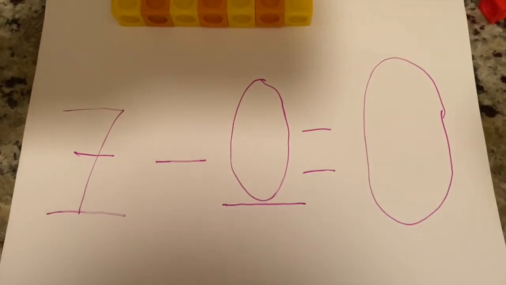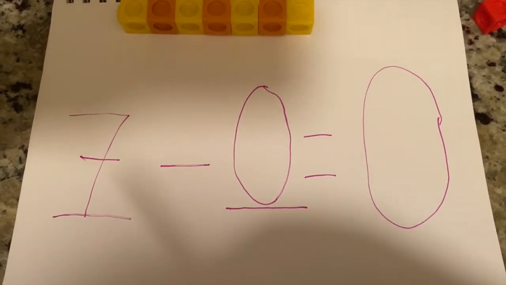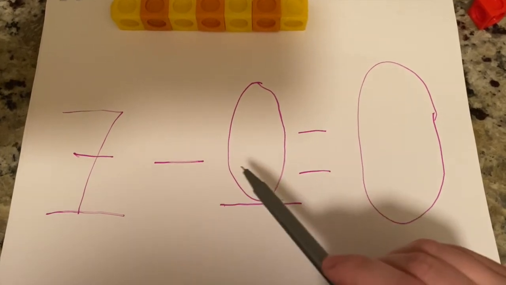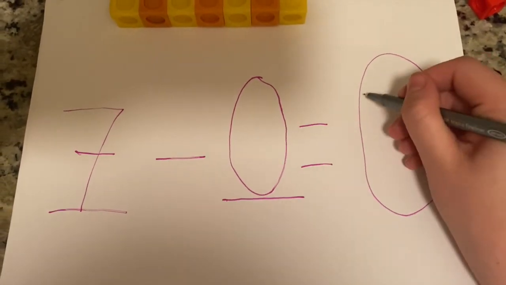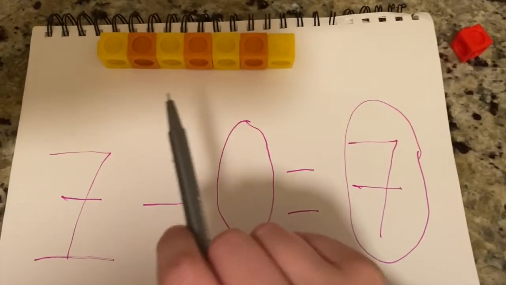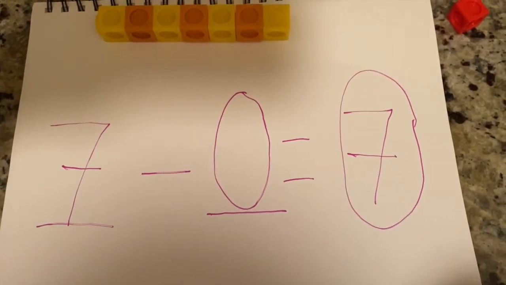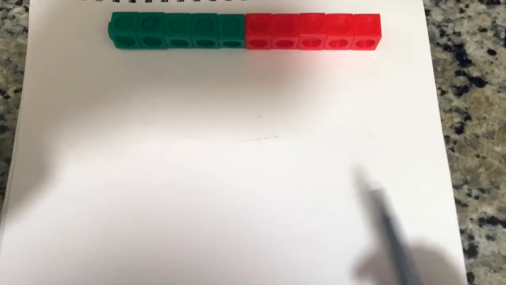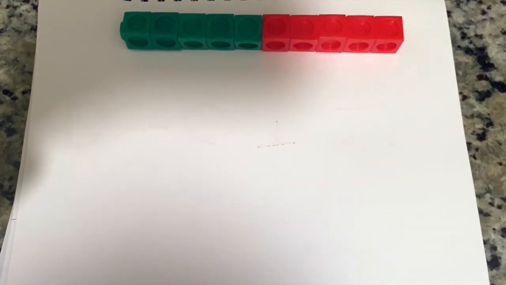So Keeple Cubs, tell me, what is 7 minus 0? What is 7 subtract 0? So 7 subtract nothing. That's right, it's still 7. So we still have 7 up there. Good job, friends.